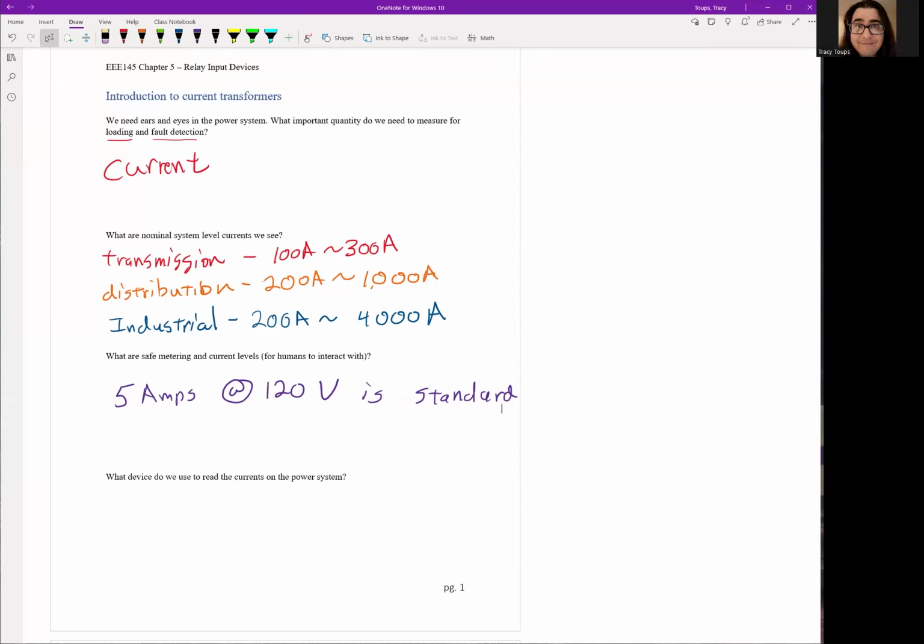Now, 1,000 amps and 5 amps are a very big difference. So we need some type of intermediate device to change 1,000 amps down to 5 amps. And what would that be called? That's an instrumentation transformer.